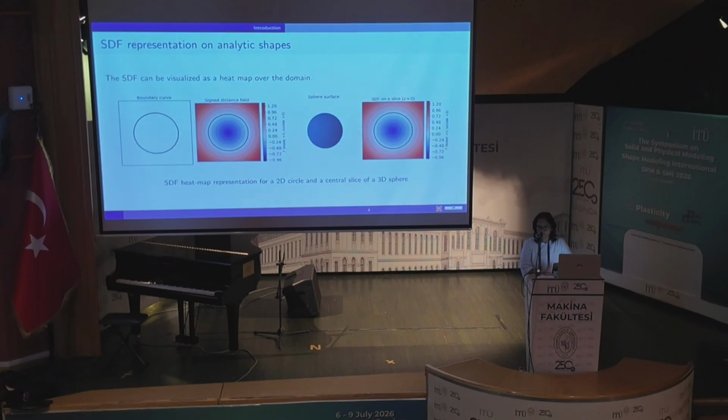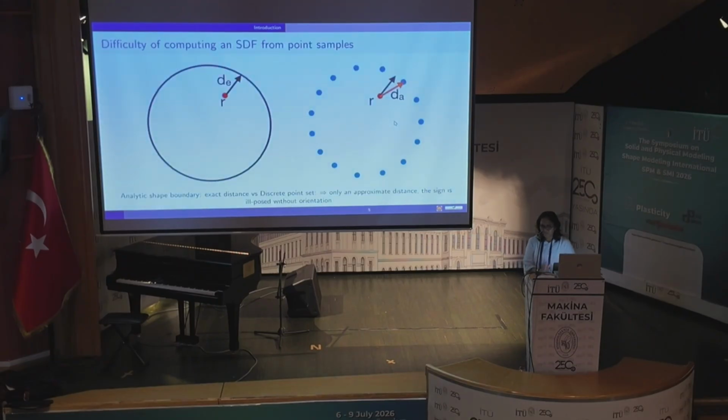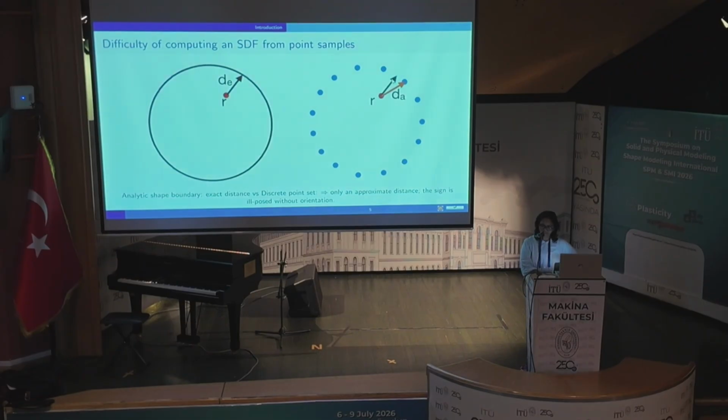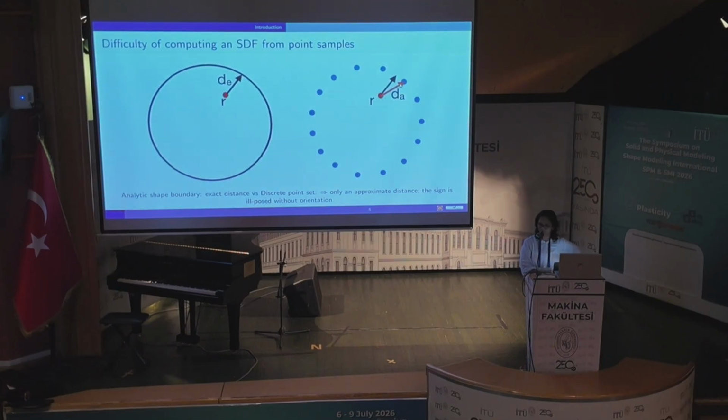So this shows the heat map representation of the signed distance field for a 2D circle and a 3D sphere. The difficulty that we face is we do not have a continuous boundary like this for which we can find the exact distance value. We have this kind of sampled points. For a random point R, the shortest distance shown by this black curve, that point is not even there in the sampled points. Another difficulty is we do not know the inside outside. So we can only find an approximate distance shown by this orange curve. So this becomes an approximation.